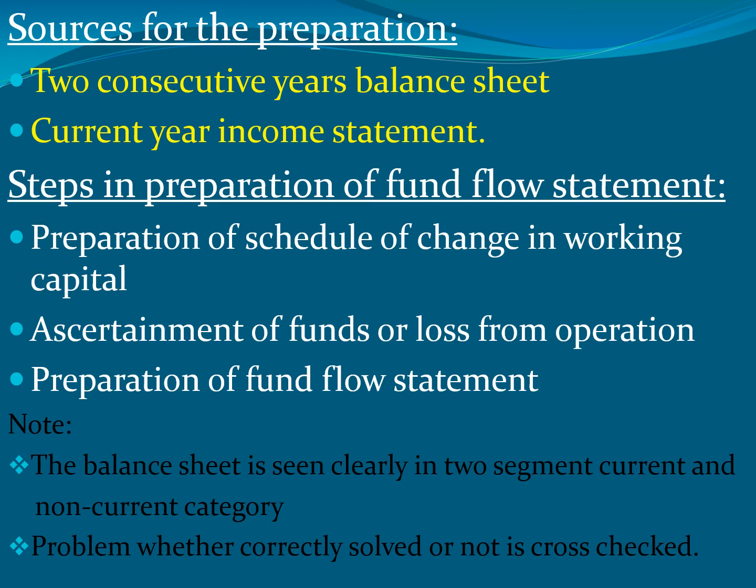The balance sheet is seen clearly in 2 segments, that is current and non-current category. Whether a problem is correctly solved or not is cross-checked in case of the fund flow statement. As per the New Companies Act, the companies have to prepare the balance sheet in a vertical format, and there it is clearly mentioned the current assets and current liabilities.